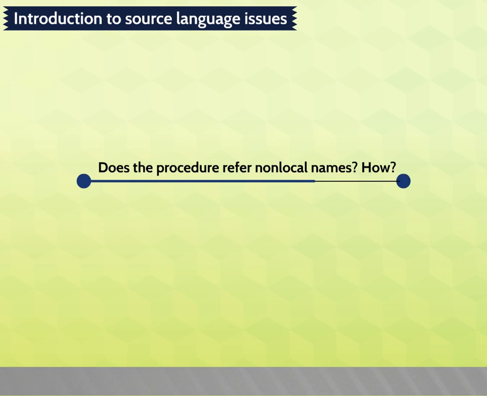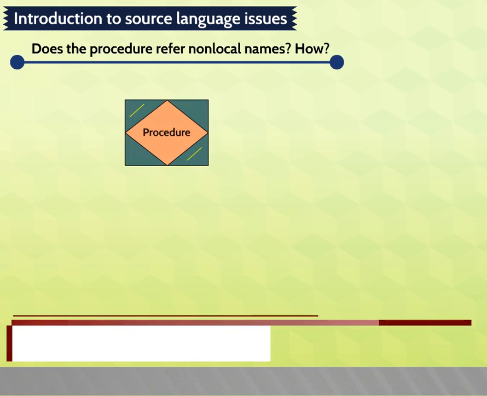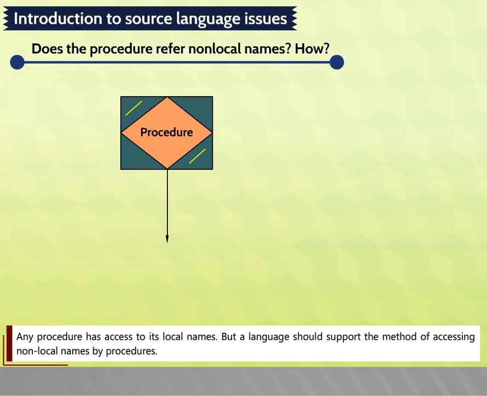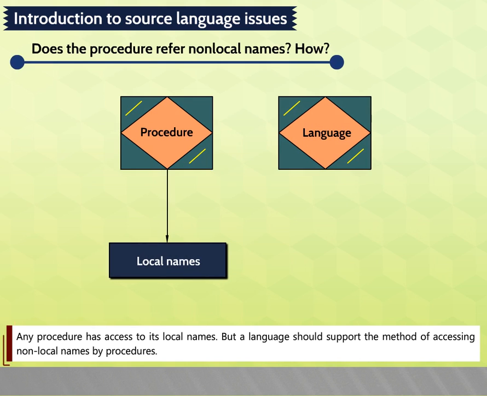Does the procedure refer to non-local names? How? Any procedure has access to its local names, but a language should support a method of accessing non-local names by procedures.